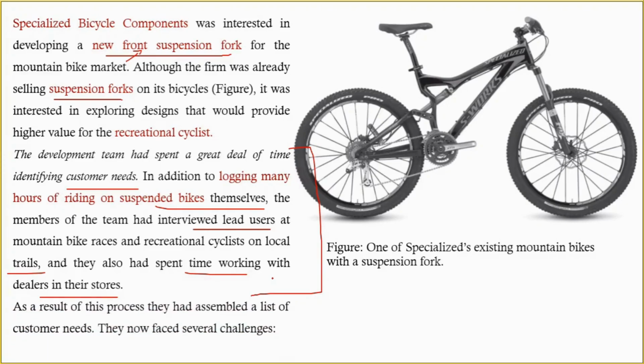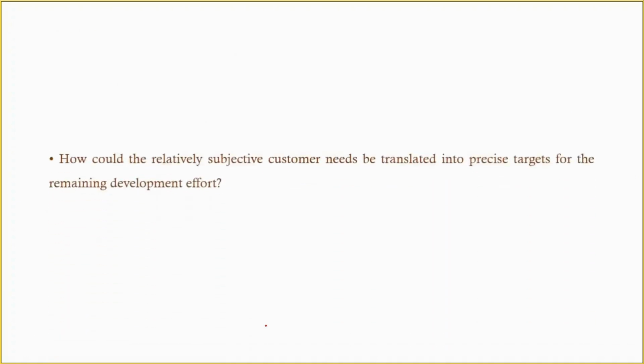As a result of this process, they had assembled a list of customer needs, as we said in the last lecture. They now faced several challenges. What are these challenges? We'll see one by one. They have some questions. How could the relatively subjective customer needs be translated into precise targets for the remaining development effort? This is the first question.